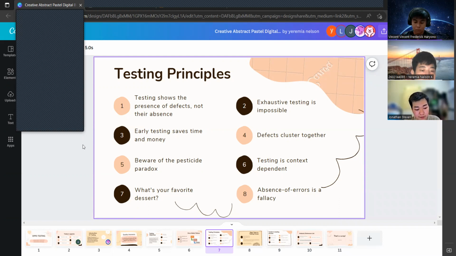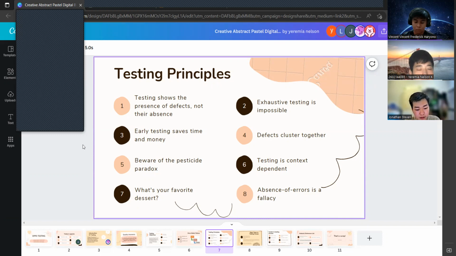Next one is beware of the pesticide paradox. Testing becomes less efficient if it is done many times continuously on the same part. Therefore, we can test the system with varying testing methods, including techniques, methods, and how it is approached on the system. Next, testing is context dependent. Testing is based on the context that becomes the object, so the testing methods used can be different in different contexts.